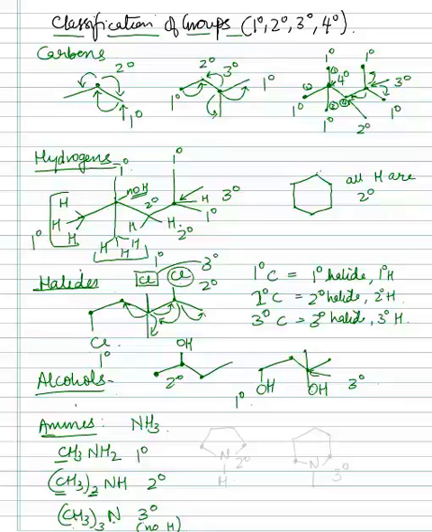You can have amines in cyclic compounds also. So for example, if we take something like this, in this case, the nitrogen is connected to 2 carbons, so therefore this is a secondary amine. If I were to take this, here the nitrogen is connected to 1, 2, 3 carbons, so this is a tertiary amine. So this is how you would classify different kinds of carbons, hydrogens, halides, alcohols, and amines.